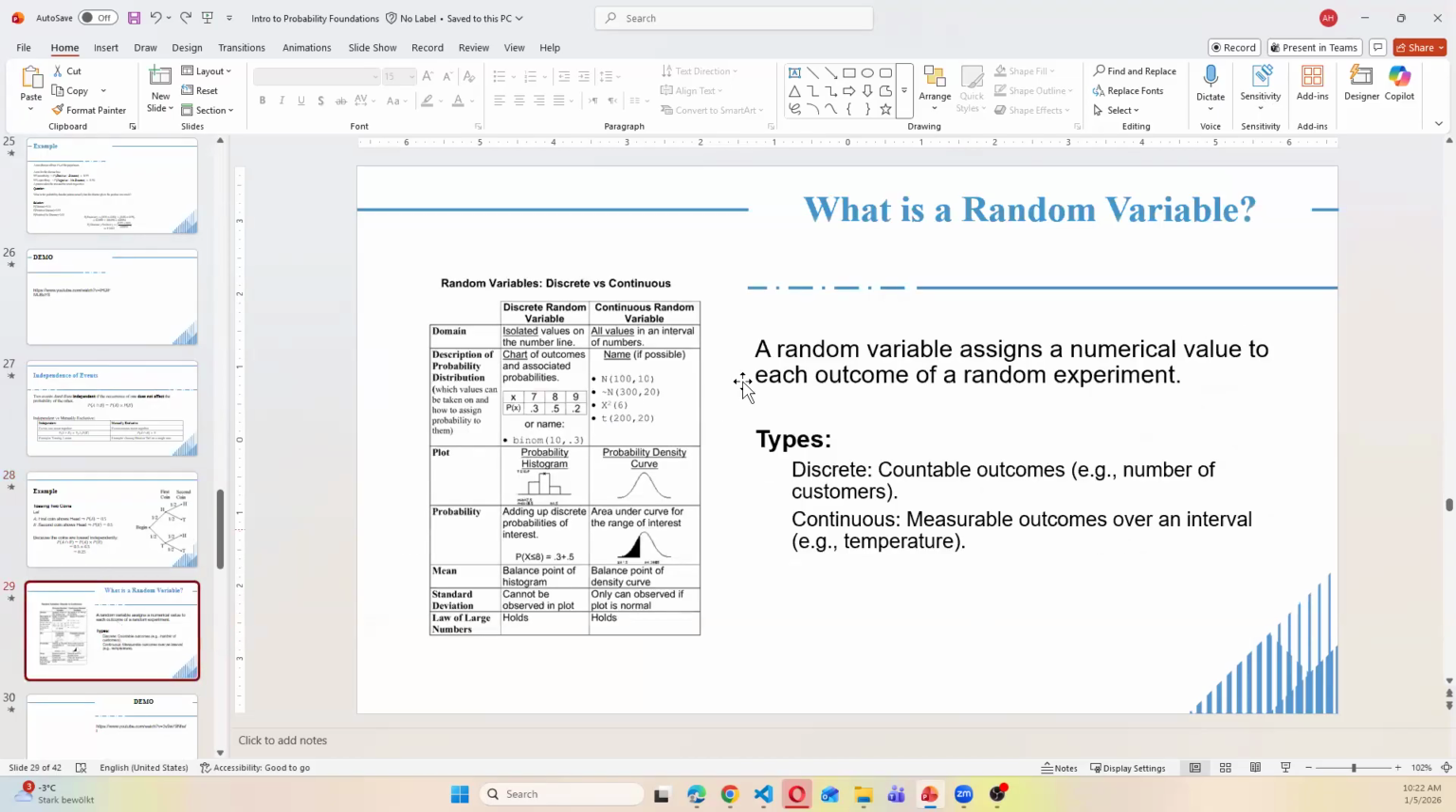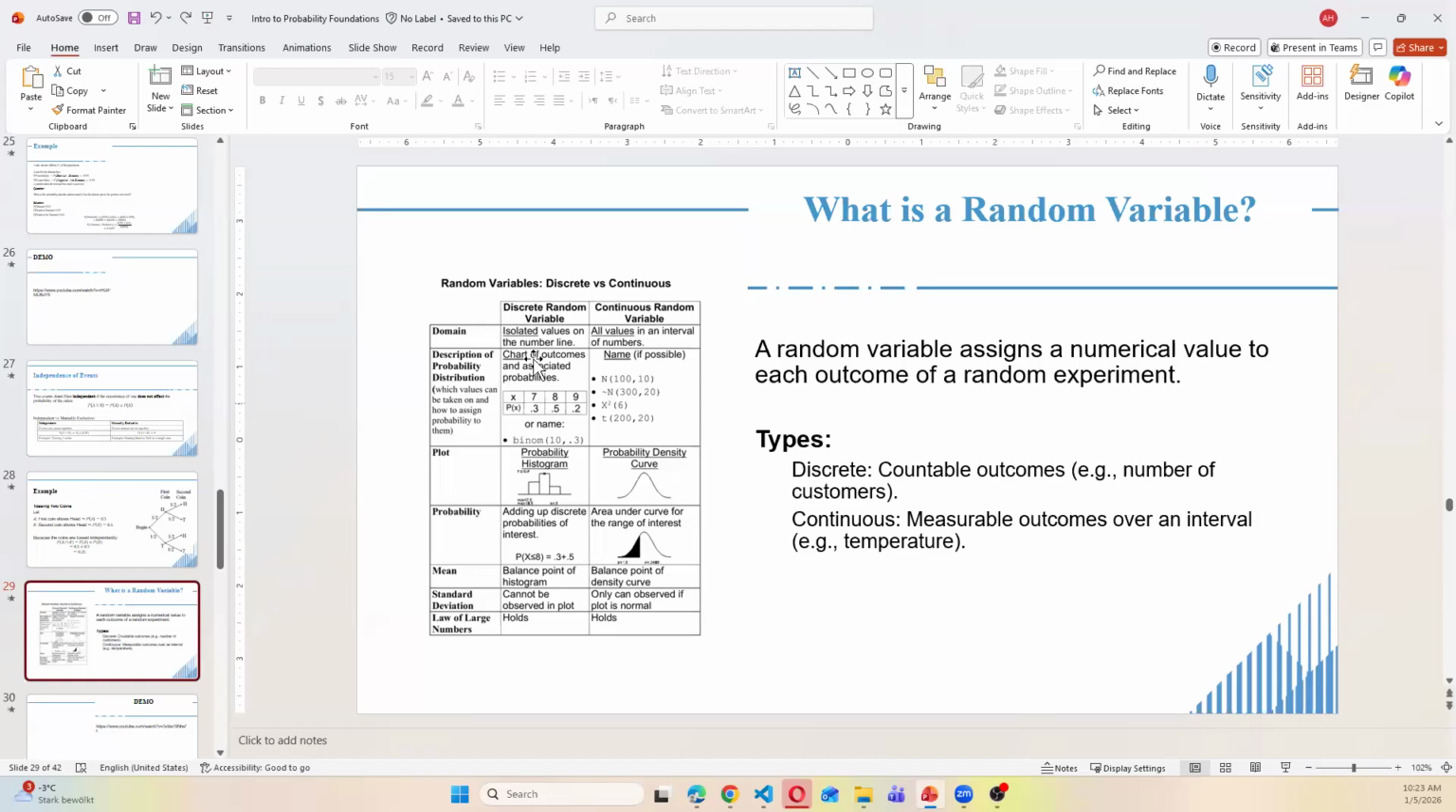So what is a random variable? It's also a very important topic. A random variable assigns a numerical value to each outcome of a random experiment. There are two types, discrete and continuous. Discrete is counting outcomes, like the number of customers; you cannot have half a customer. Continuous is measuring an outcome over an interval, like temperature, or waiting time in a line for a bus.